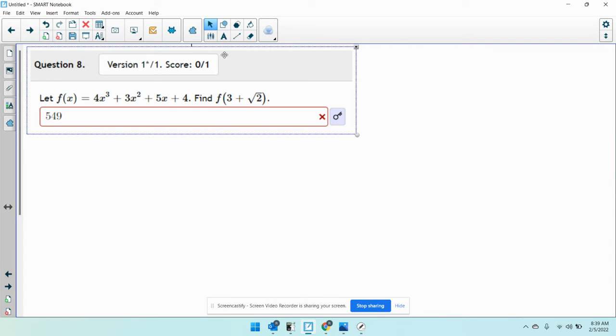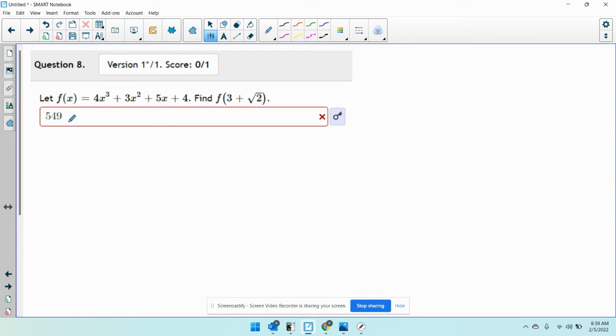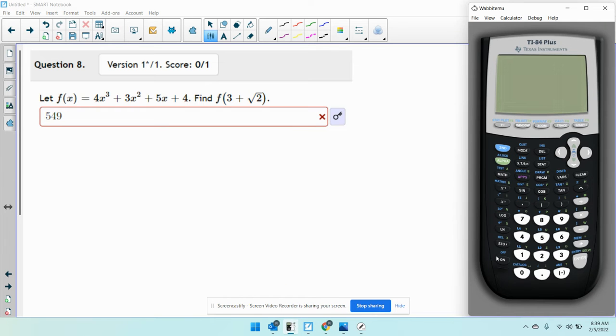Okay, so we have this first one here, this long polynomial, and they want us to evaluate it at 3 plus the square root of 2. Now, if you were to substitute in 3 plus the square root of 2 for x, you're going to get this really ugly long thing, and you're going to have to distribute, double FOIL and all that stuff. I want to avoid that. So an easier way to go about this would be to just figure out what that value is in the calculator. So we'll just do 3 plus the square root of 2.